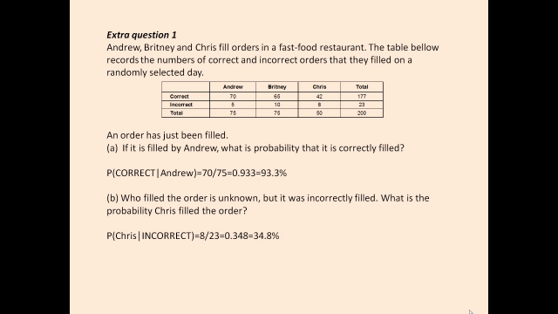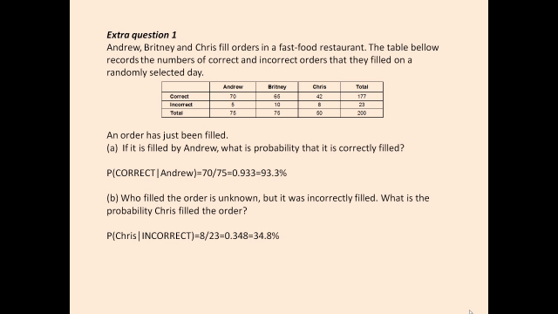Now notice the wording of the question. If it is filled by Andrew, what is the probability that it's correctly filled? This suggests that we're talking about only orders filled by Andrew, and then we want to know the probability of being correctly filled. So in this type of situation, we're given part of the information. Even though we haven't used the word given, if it is filled by Andrew is just another way of saying, given that it's filled by Andrew, what's the probability that it's correctly filled? So keeping that in mind, this has to be a conditional probability.